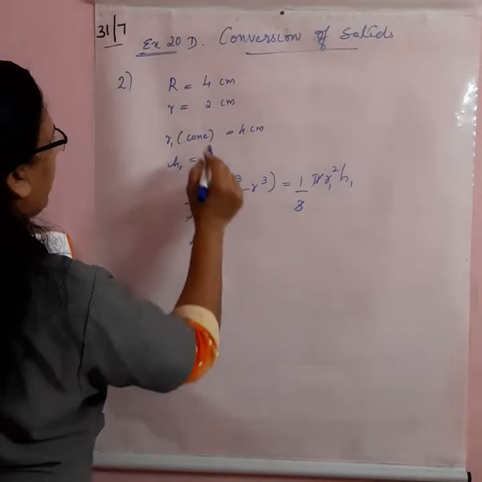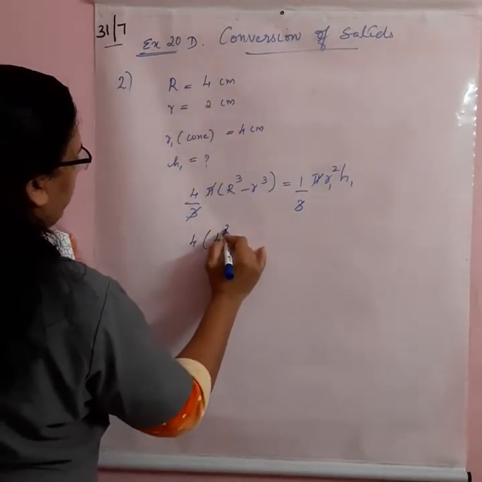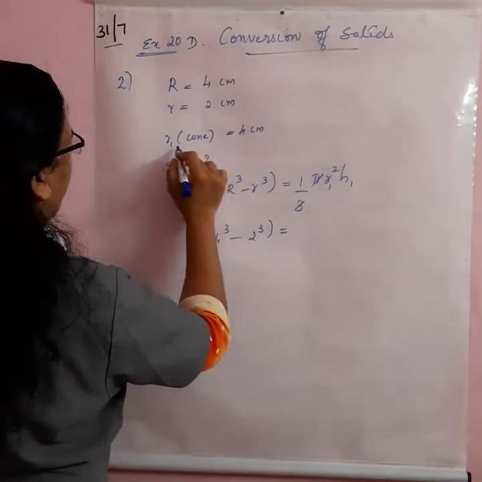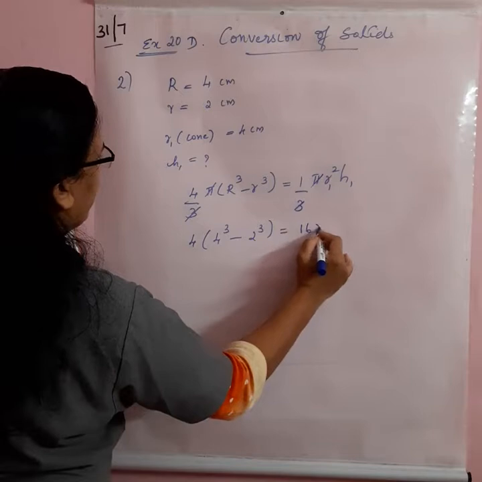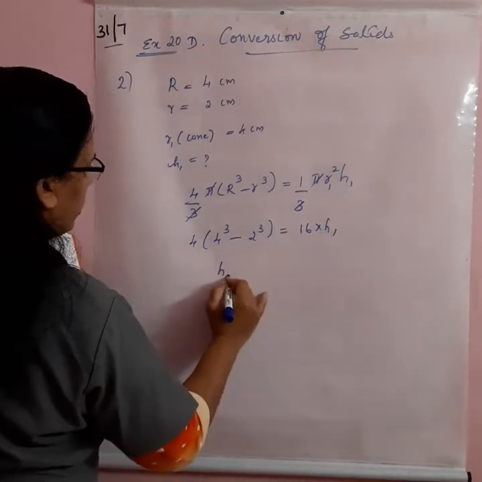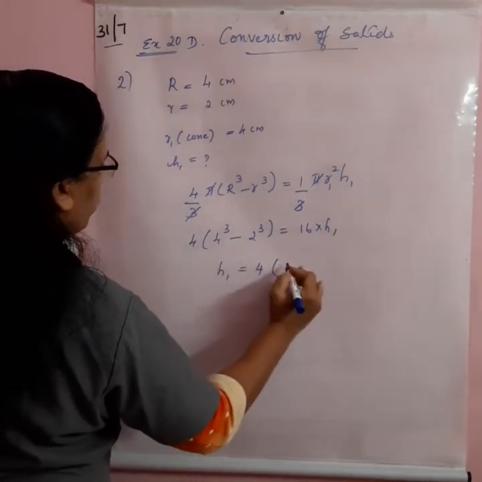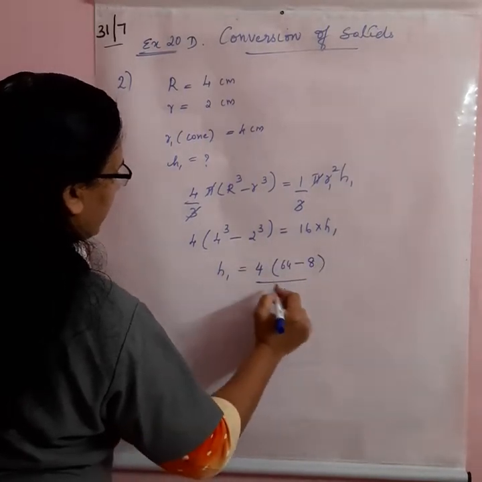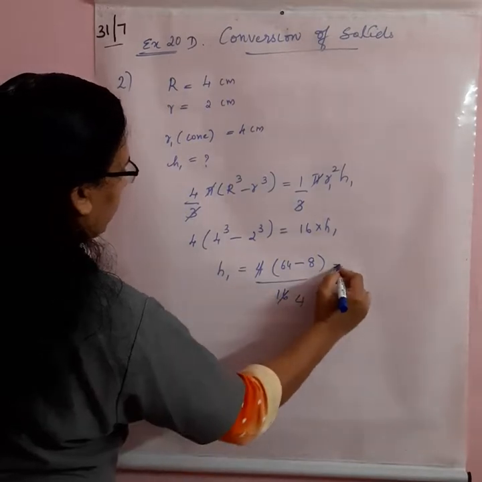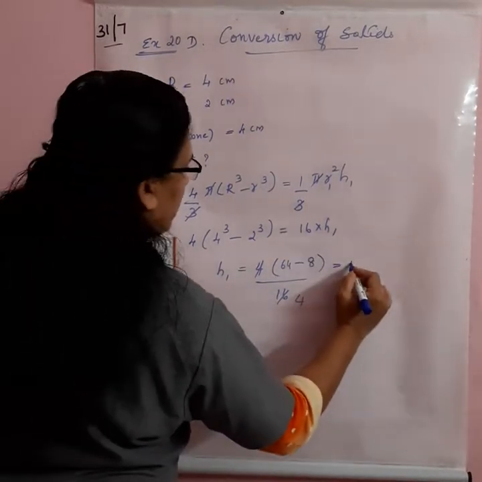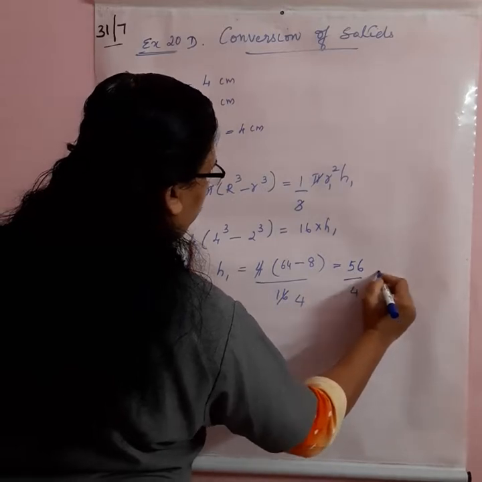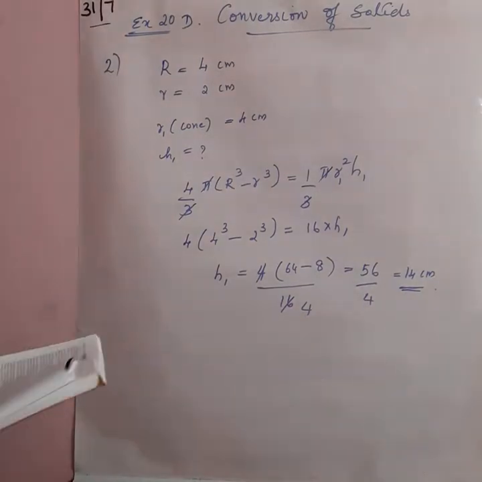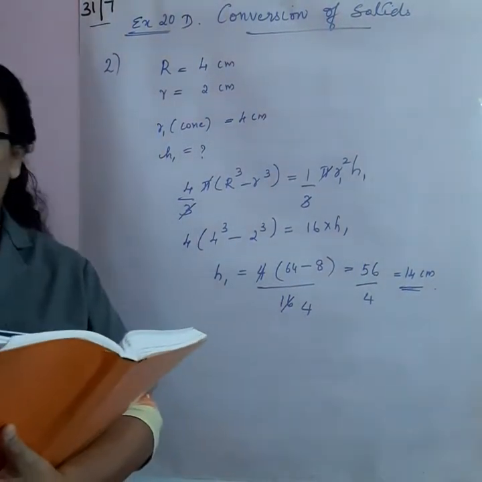So 4 into, what is R cube? 4 cube minus small r cube, 2 cube, is equal to R1 square, 4 square, 16 into H1. So what is H1? 4 into, what is 4 cube? 64 minus 2 cube, 8, divided by 16. 4 will go here 4 times. What is 64 minus 8? 56. 56 by 4, it is 14 centimeter. Therefore, the height is equal to 14 centimeters.